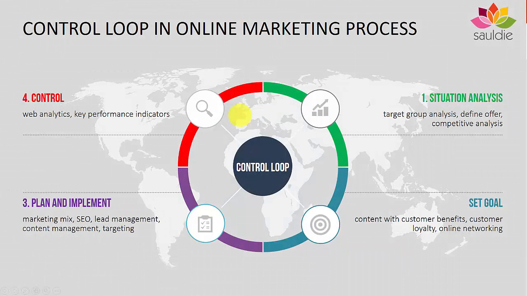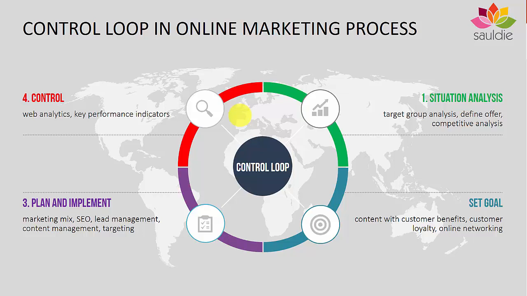So there's a control loop for every online marketing process. So the first thing is we have to do a situation analysis. We have to find out who is our target group. We have to define the offer. We have to do a competitive analysis. Then we have to set goals.